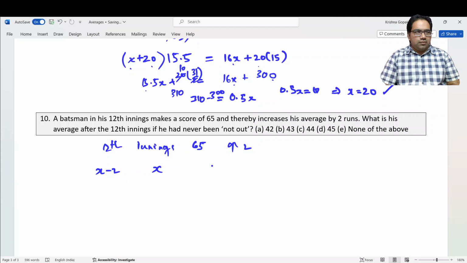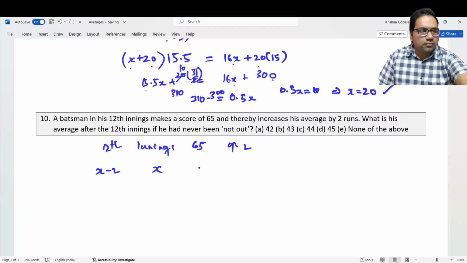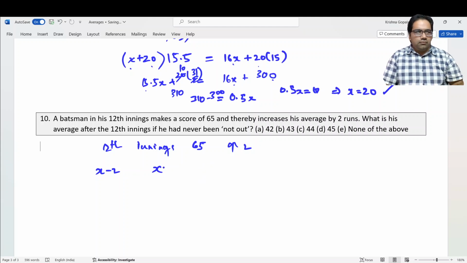Right? So after 11 innings, it was x minus 2. Now what it is saying is that this 12th innings has increased the average. He made a score of 65. What does that mean? After 11 innings, what is the total?